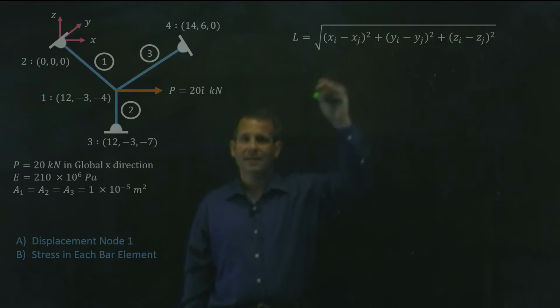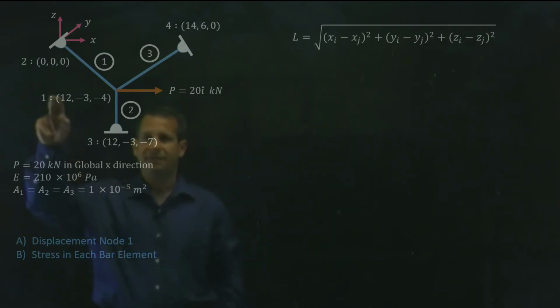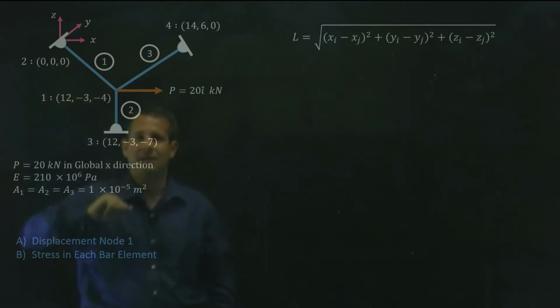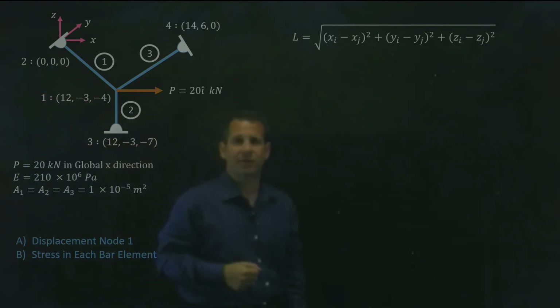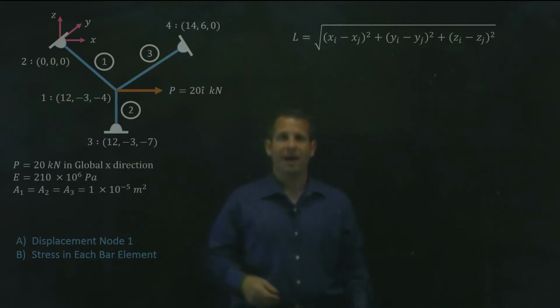So to apply the distance formula in this case, I want to find the differences for each bar element: the differences in the x component, square that, the differences in the y component, square that, and the differences in the z component, square that. Take those 3 terms, sum them together, find the square root. That's the length of that bar.